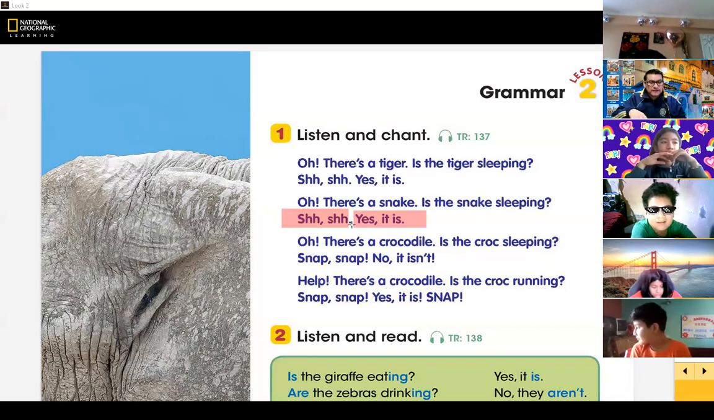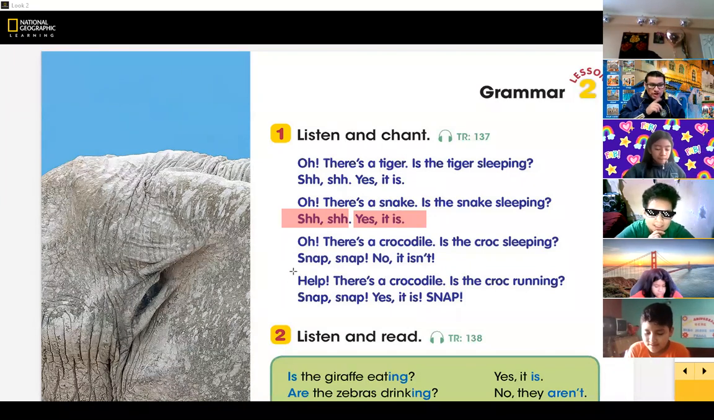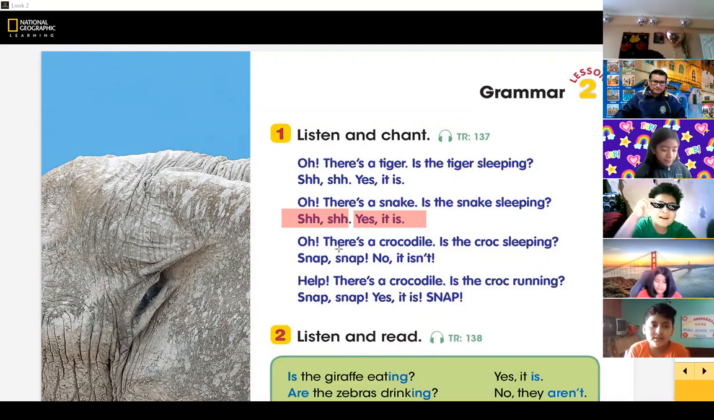Okay, the snake is sleeping, Estrada. Yes, it is. Oh, great. That's correct. It's a sleeping snake. Thank you very much, Estrada. Very good. Yeah, you're a good actor. Now I'm going to ask another student. I'm going to call Johanna.